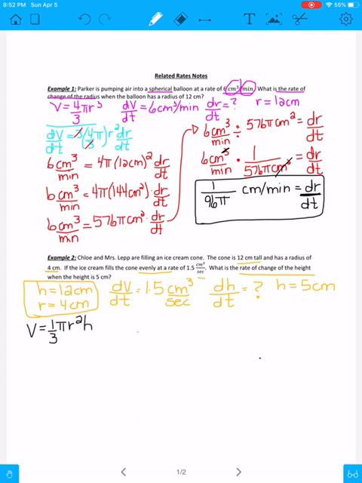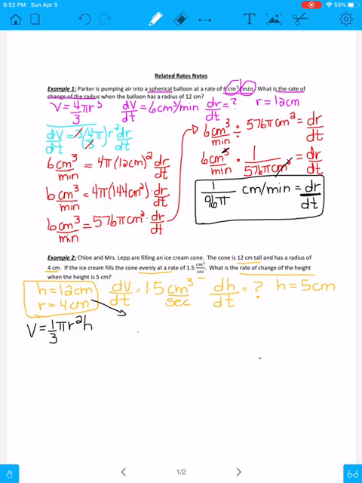Now this is a problem because I'd have to do product rule if I differentiate this. I have an r squared, I have an h. So what I need to do is I need to get rid of the r squared because I don't have a dr dt to fill in for it. So the r squared has to go away. And that comes from the fact that this is a cone and this is not changing.